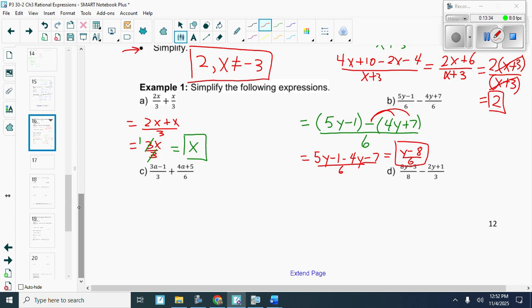So this next one, we don't have common denominators, so that's our first step. What common denominator would you choose?